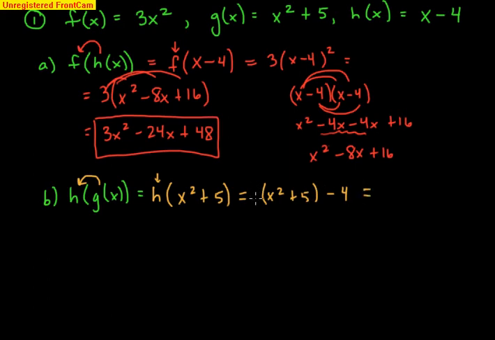Now, if there was a number in front of the parentheses, I would distribute. If there was a power, I would rewrite it that many times. But there is nothing, so these parentheses don't matter. So this problem is just x squared plus 5 minus 4. And the only thing I can simplify is the plus 5 minus 4. So it's x squared plus 1.